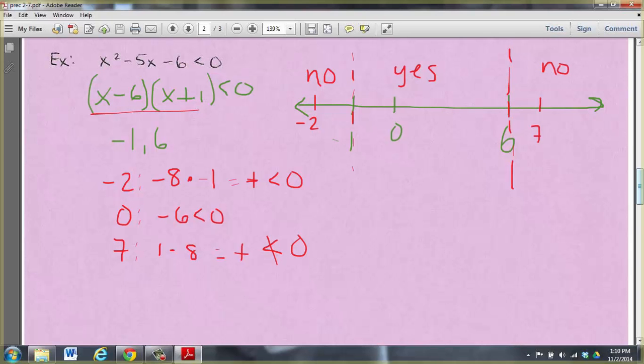Now it's not always going to end up like this. It's not always going to be the middle one or anything like that, so you literally do have to test it out each time. So my interval that works, and again, it's just a less than, there is no equal, so it's a curved bracket there and there, and everything in between. Or you can write the interval -1 to 6.